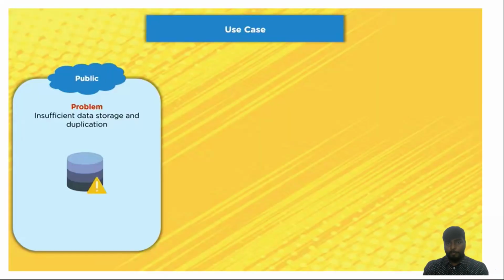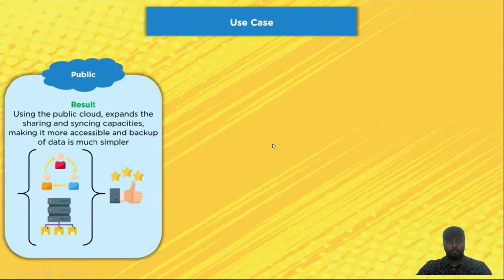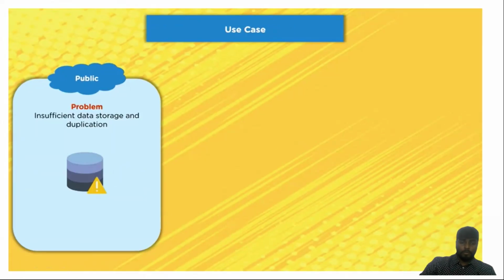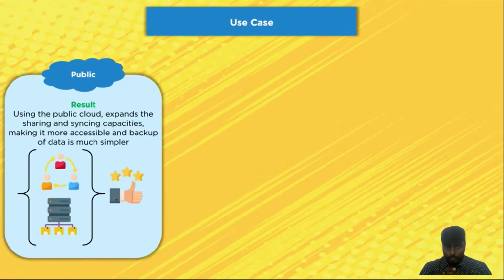First thing, we have public cloud. The problem with the public cloud is insufficient data storage and the duplication. And the result, using the public cloud expands sharing and sync capacities, makes it more accessible, and backup of data is much simpler.